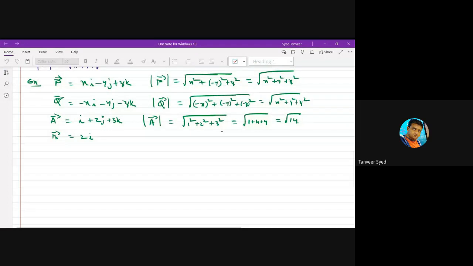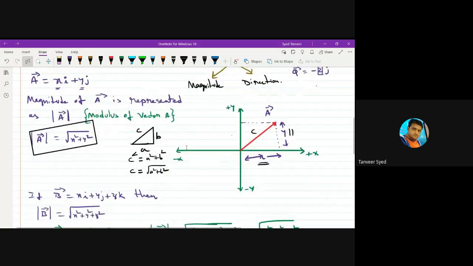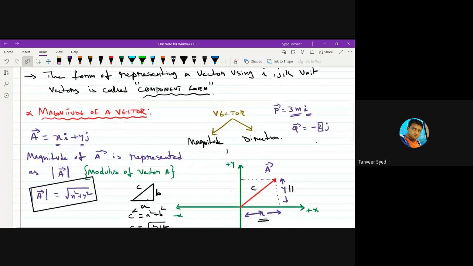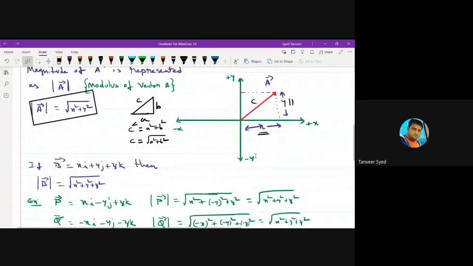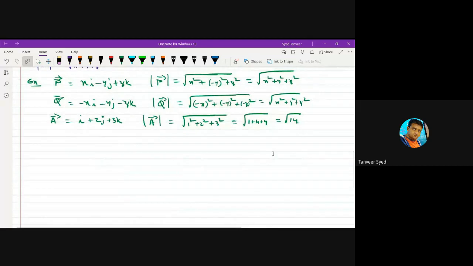So like this, you can find the magnitude of any given vector. Important thing, finding magnitude. Next is the direction of a vector.